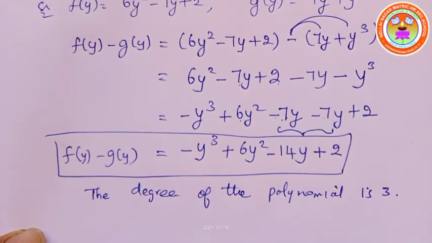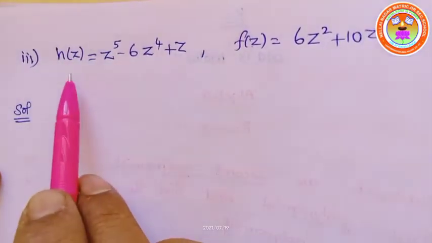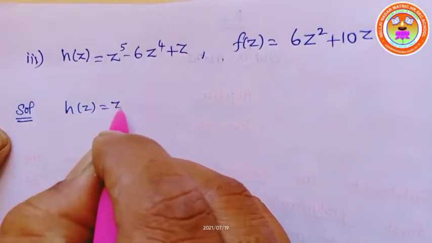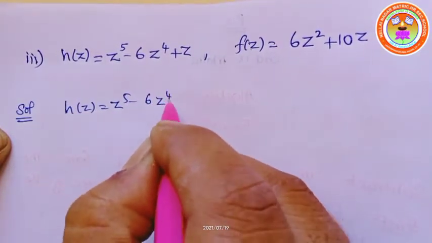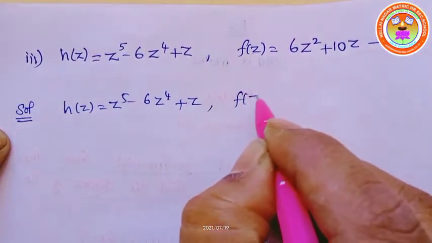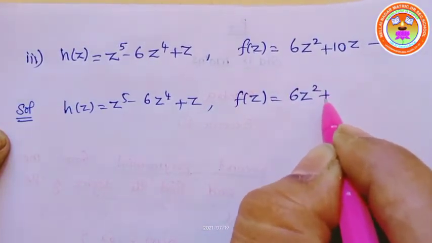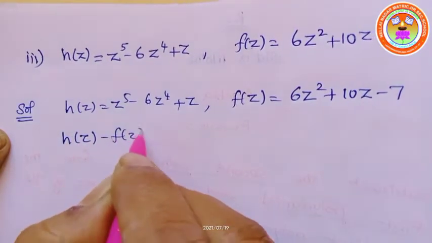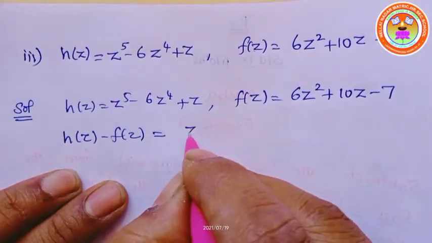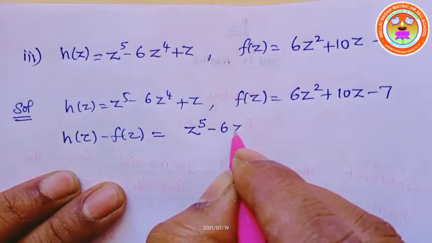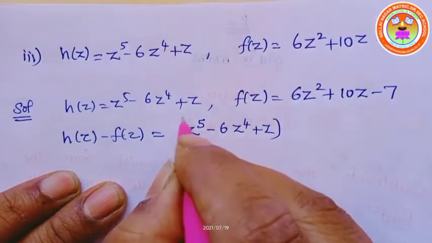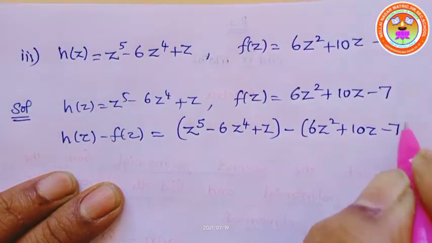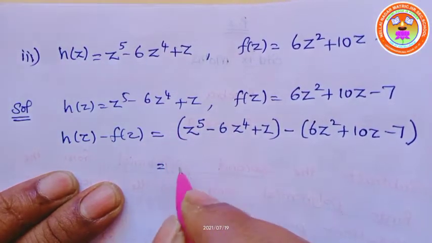Next, third one, h of z is equal to z power 5 minus 6z power 4 plus z, and f of z is equal to 6z squared plus 10z minus 7. So h of z minus f of z. First, you have to subtract, children. So z power 5 minus 6z power 4 plus z minus 6z squared plus 10z minus 7. Here plus symbol is there, so straight away you can remove the bracket.